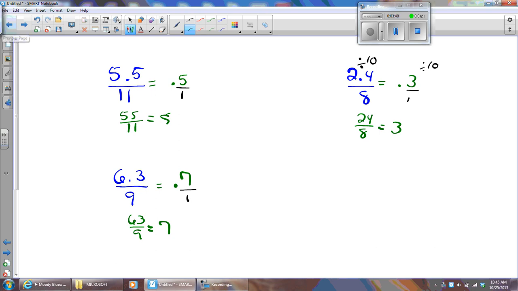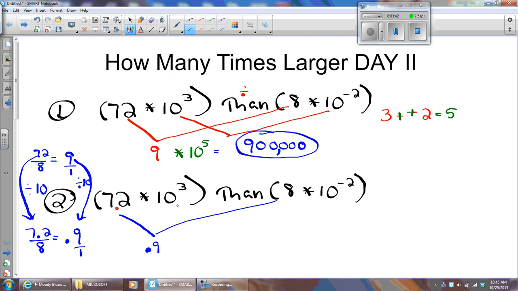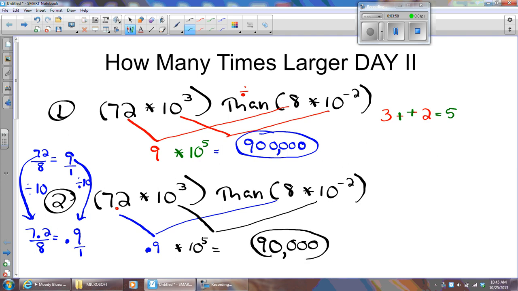Okay, so let's jump back to the problem. Now, of course, this part here is going to be easy. We've already done it. It's going to be times 10 to the 5th, right? And so then I'm going to multiply by 10 5 times. So there's 1, 2, 3, 4, and 5. So it's 90,000 times larger, which makes sense because this number here is 10 times bigger than this number. So my answer is 10 times bigger than this answer, the second answer.